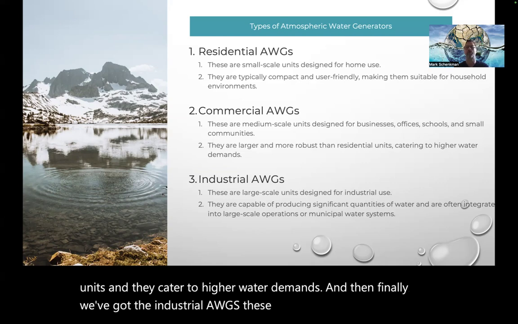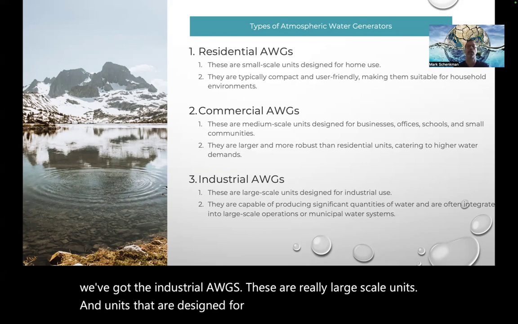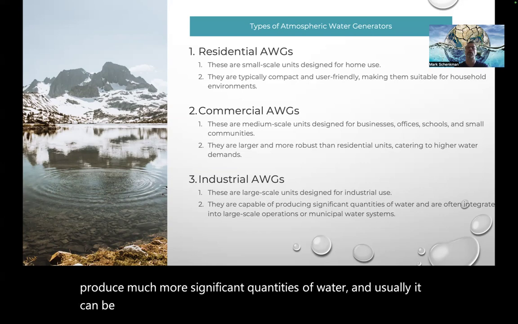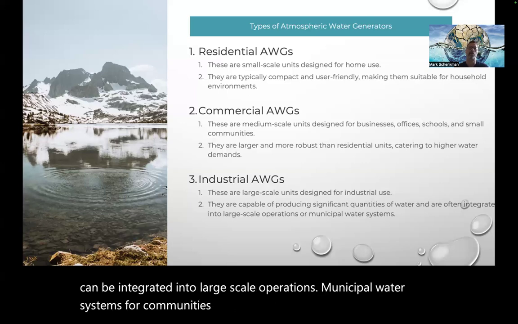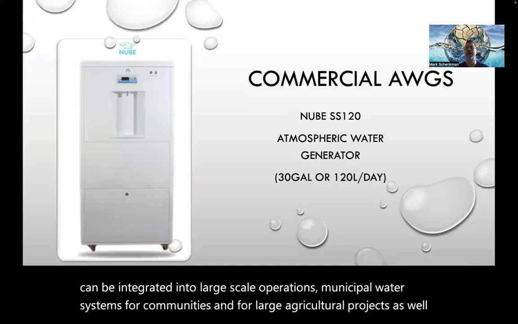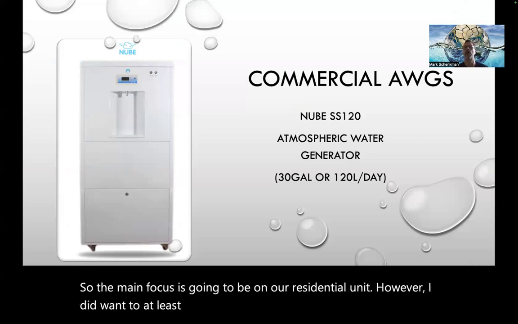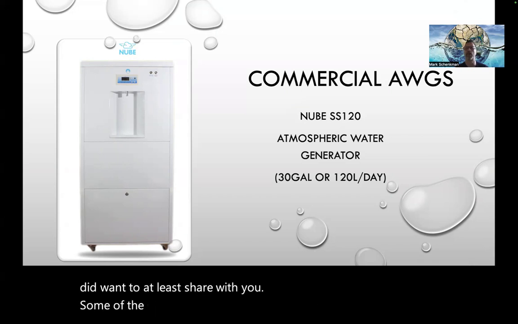And then finally, we've got the industrial AWGs. These are really large scale units designed for industrial use. They do produce much more significant quantities of water and usually can be integrated into large scale operations, municipal water systems for communities, and for large agricultural projects as well. So the main focus is going to be on our residential unit.